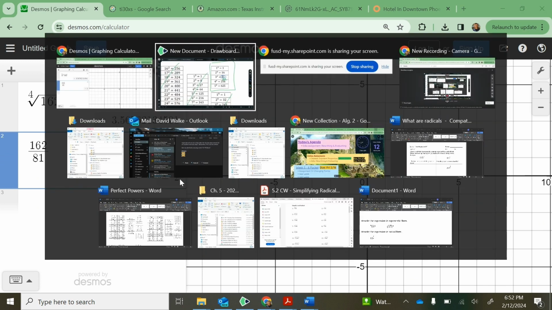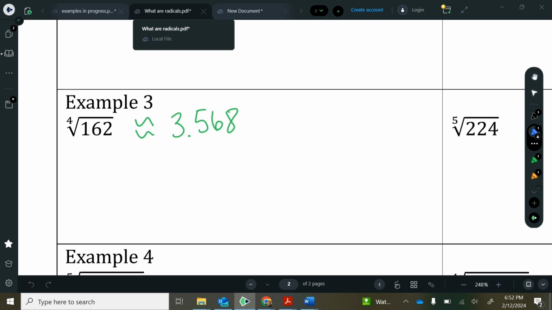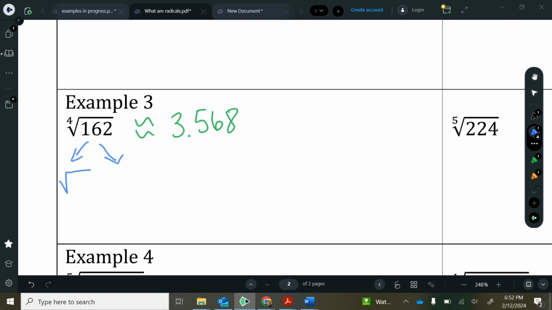So this is what we're going to do. We're going to factor this guy into two separate roots. Now these roots still have to be fourth roots, so the 4 is going to stay there. And we factored 162 into 81 and 2. Now I'm going to put the number that is the perfect fourth power, meaning the number that was on the list, first. That's 81. 81 goes here. 2 goes here.